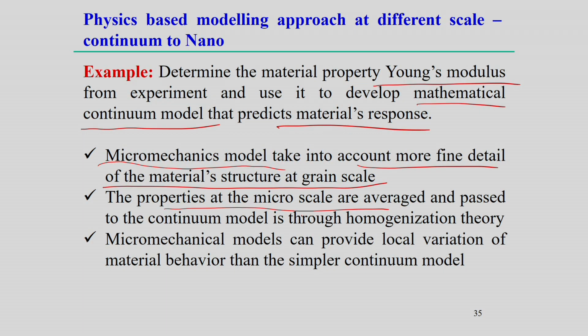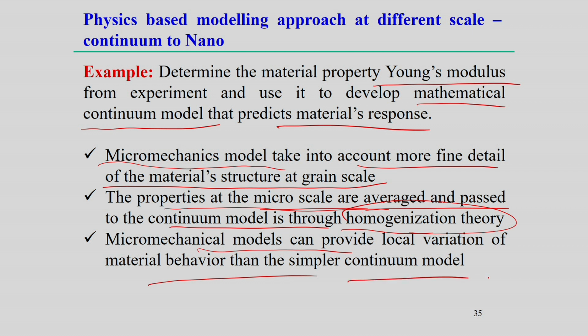That means at the lower scale we average and pass the value to the continuum model, and that is normally done through homogenization theory. I am not going into the details of this theory. So, a micromechanics model or micromechanical model can provide some local variation of the behavior, and then we can pass the local variation in averaged form to the continuum model for development of the next scale model, the larger scale model.